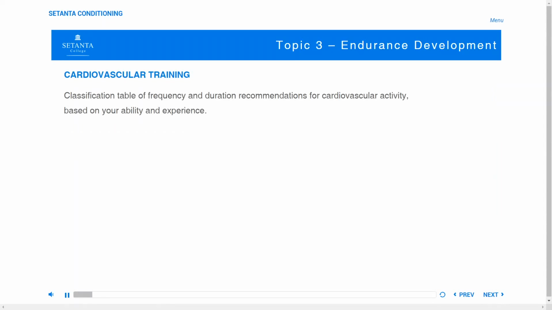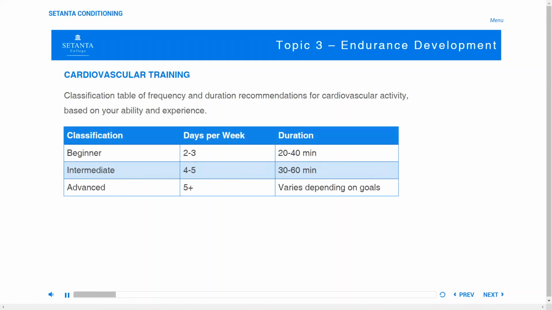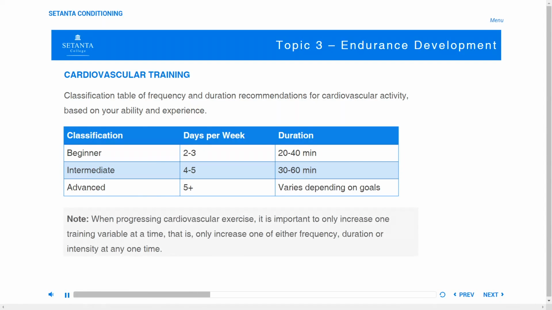Here we present a classification table for frequency and duration recommendations for cardiovascular activity based on your ability and experience. You should note that when progressing cardiovascular exercise, it is important to only increase one training variable at a time. That is, only increase one of either frequency, duration, or intensity at any given time. Allow sufficient time for your body to adapt to the new stimulus before increasing an additional variable.